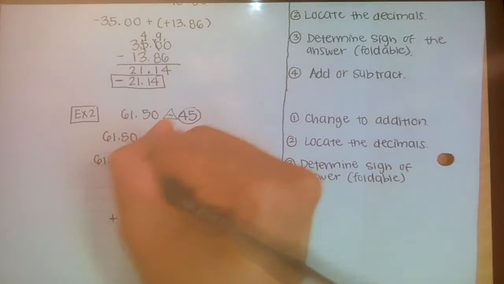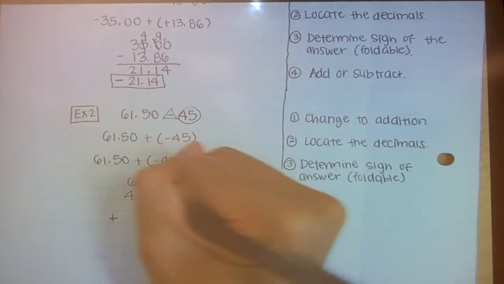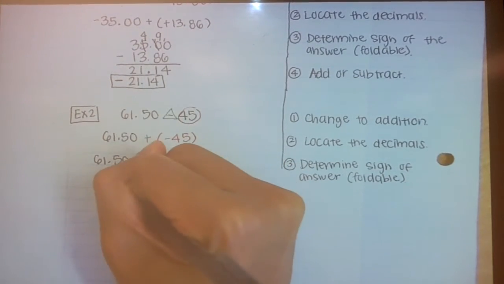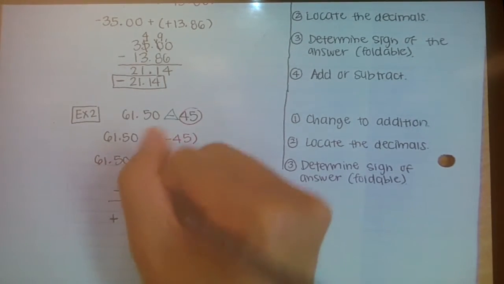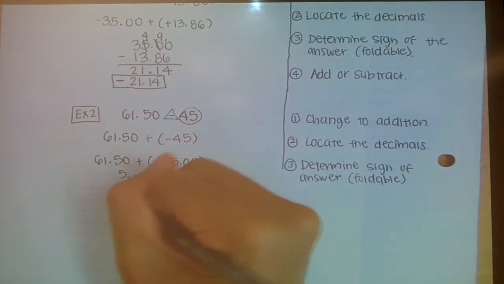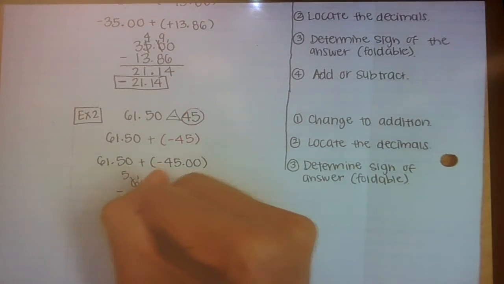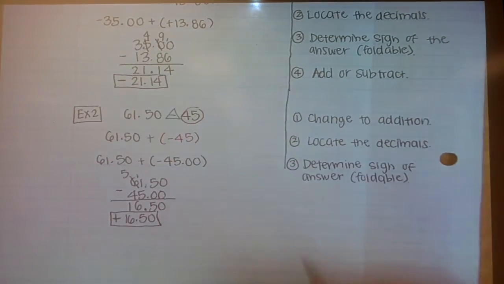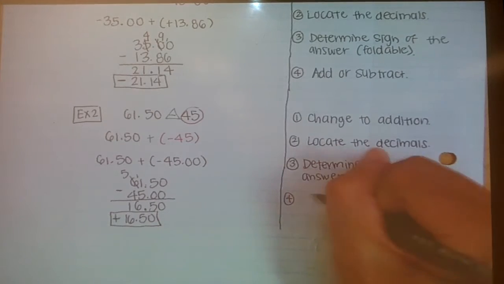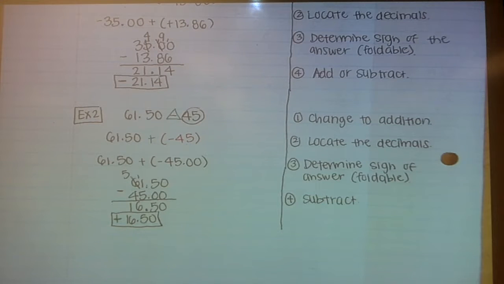So now we line up our place values. We have 61.5 and 45.00. And it told us to subtract. So I can just subtract, bring my decimal down, and I end up with 16.50. And that's positive, so it's positive 16.50 as my answer. And in this case, the foldable told us to subtract. So check to see if you got the right answer. If you did not, please erase it and fix it.